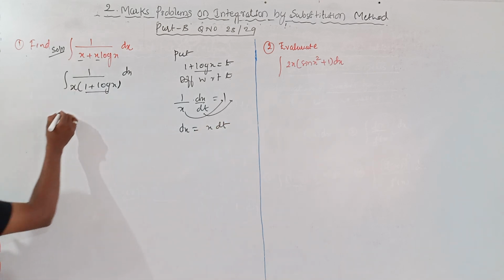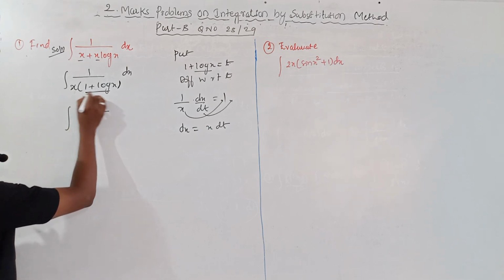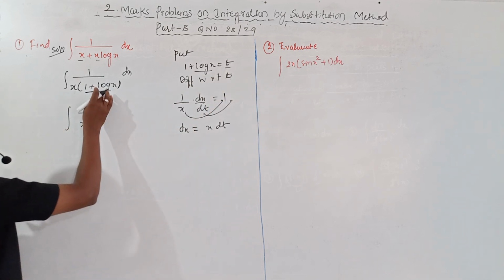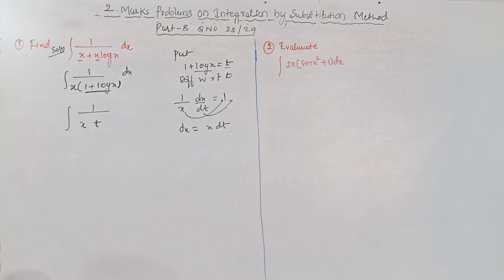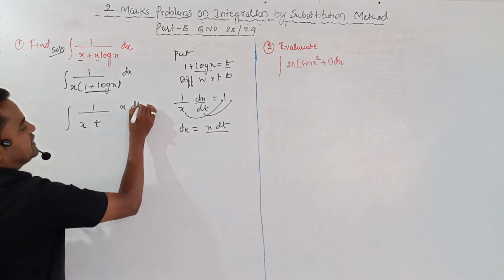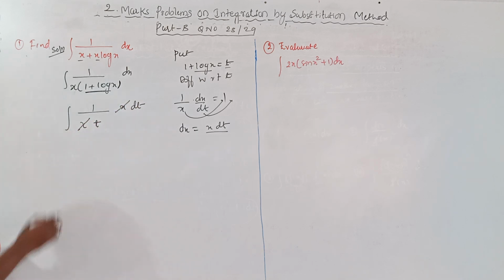Now come to the given integral. 1 divided by x as it is. We have taken 1 plus log x as t, so in its place write t. Now the value of dx is x dt, then x gets cancelled.